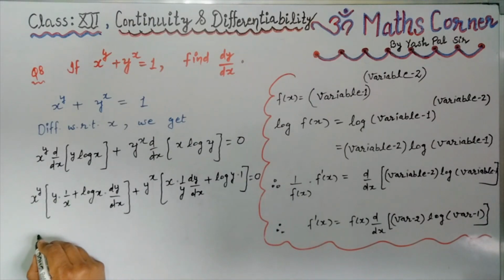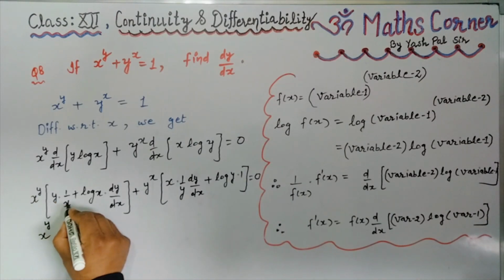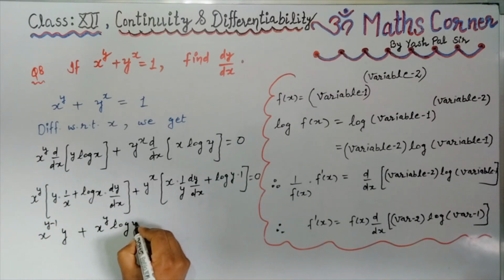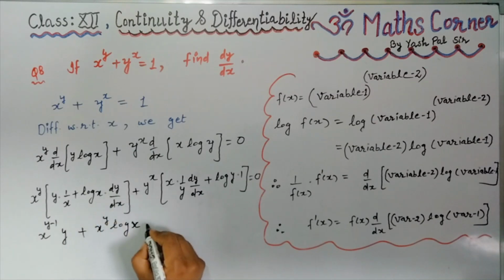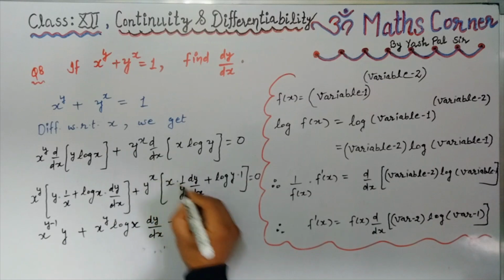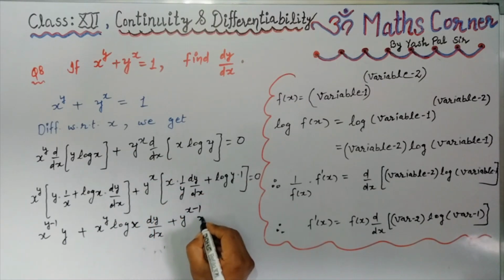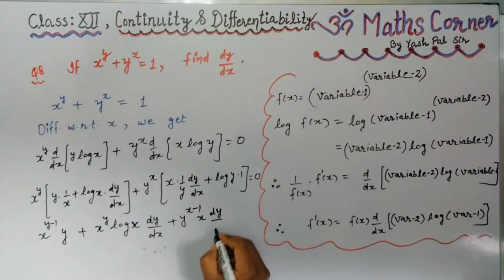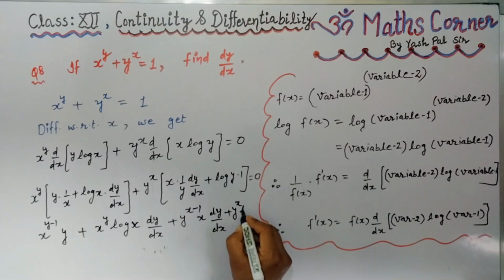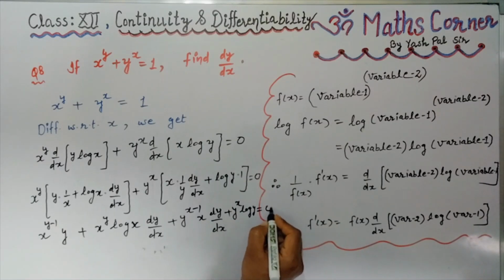Now we solve this. x raised to power y, in the denominator x, so we write y minus 1 power into y, plus x raised to power y into log of x into dy upon dx, plus y raised to power x, this y will reduce the power, into x into dy upon dx, plus y raised to power x into log of y is equal to 0.